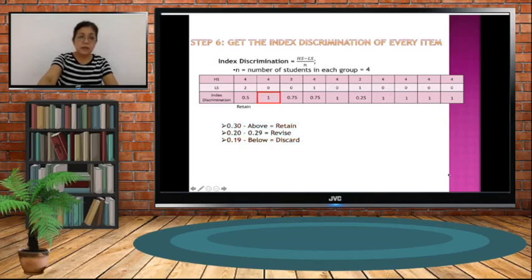So let us look at the others. With 0.75, retain, except for, what number is that? Number 6 item, which is 0.25, and that is below 0.30. It falls between 20 and 29, so you need to revise that particular item. So what you have to do is adapt the formula, substitute, and be careful to look at the index of discrimination for your interpretation and decision on what you are going to do with the item, whether you have to retain it, revise it, or discard it.